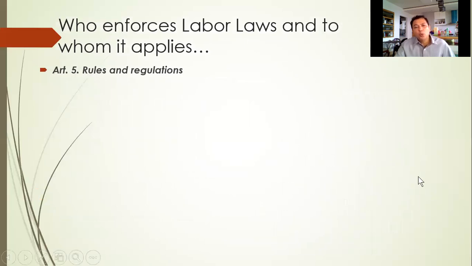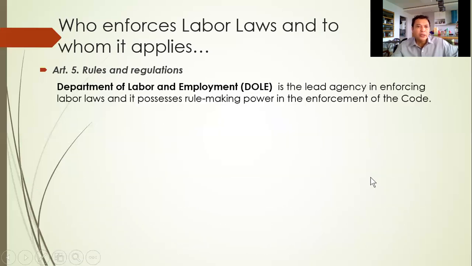So we have a question: who enforces labor laws? And to whom does it apply? The labor law clearly does not apply to every worker. There are certain workers who are not covered under this law. So firstly, who enforces the labor laws? Now, under Article 5 of the Labor Code, the rules and regulations of the labor law are implemented by the Department of Labor and Employment, or they are the ones enforcing the labor laws. Furthermore, they also possess the rulemaking power in enforcing the Labor Code.